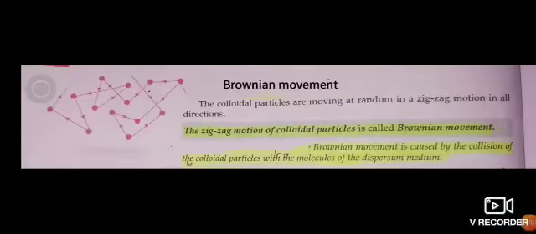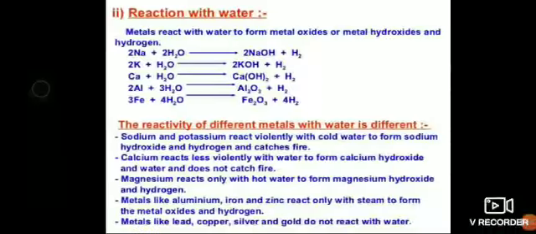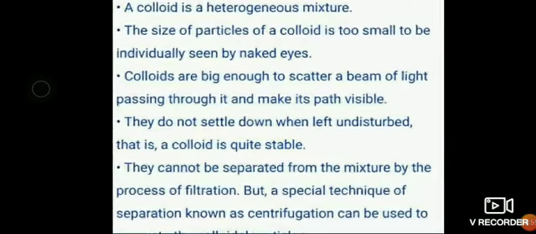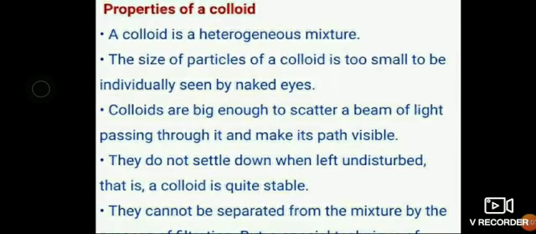Now moving to the next, here are the properties of colloids. A colloid is a heterogeneous mixture, as we studied yesterday. The size of the particles of a colloid is too small to be individually seen by the naked eye. It means the particles of a colloidal solution are too small to be seen by the naked eye. Colloids are big enough to scatter a beam of light.